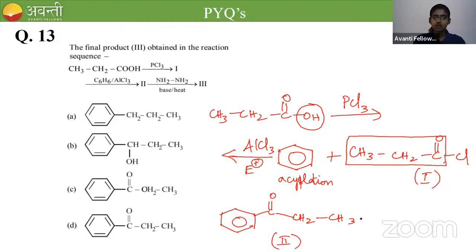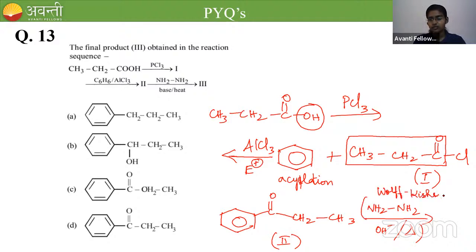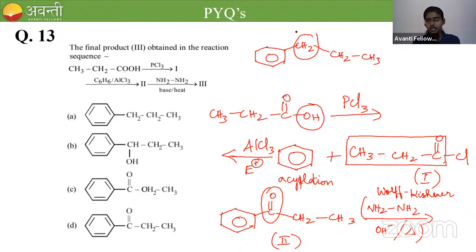Got it? And then this compound 2 on treatment with NH2NH2 and with a base, base means you can take OH minus ion from KOH, and then you have to heat it. It forms compound 3. So what is the name of this reagent? It is Wolff-Kishner reagent, right? Wolff-Kishner reagent converts the C double bond O group to CH2 group. I'll write the final compound here. So we get C6H5CH2 and the ethyl group is already there. So this is what we get from the given sequence of reactions. This compound is compound number 3, and it is given in option A.